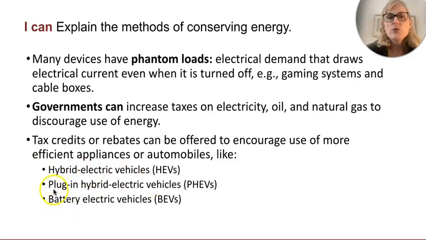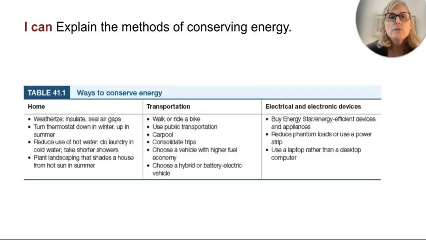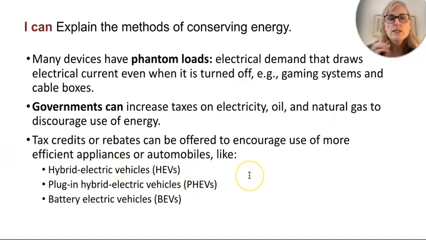Here's what you can do. You can offer tax credits or rebates. So tax credit, tax rebate to encourage things like hybrids, plug-in electric, battery electric vehicles, Teslas, etc. So going back to this real quick, we're going to talk a little bit more about what governments can and cannot do, but always think about tax breaks, subsidies. Those are the key words that you want to put on an FRQ.